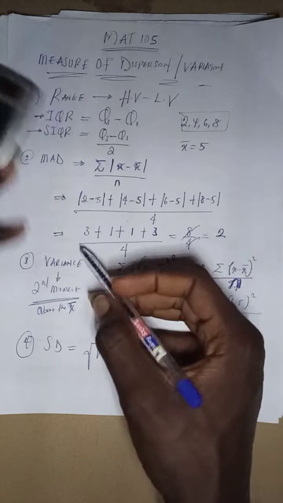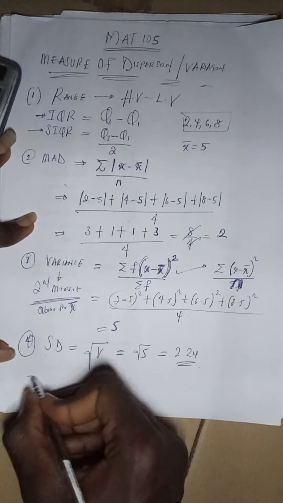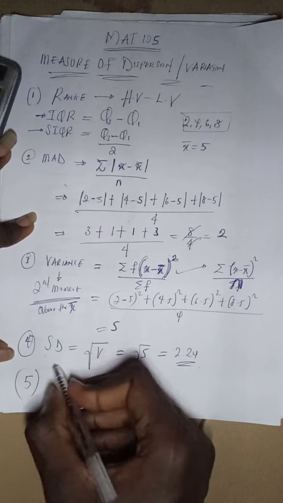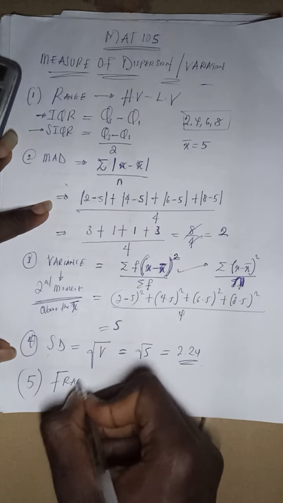Okay, so I've explained range, mean absolute deviation, variance, and standard deviation. The next video will be based on, after explaining this, I think the last one, what we call the fractiles.